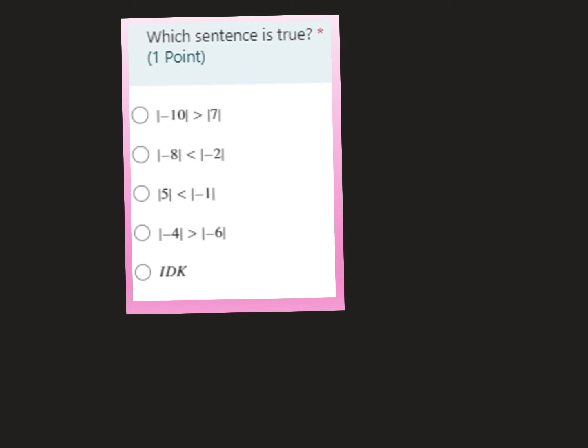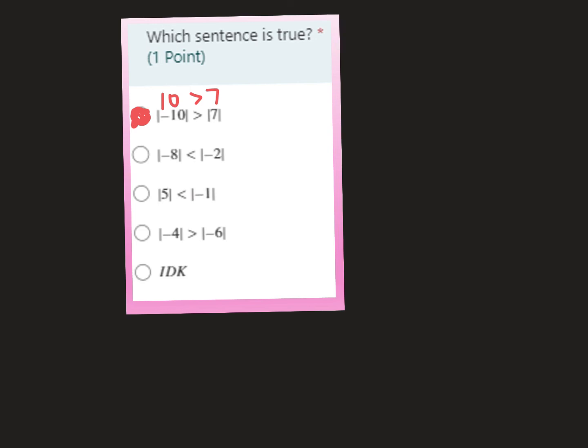So first thing, we have to go through our different answer options and figure out what they are actually comparing. This first one says the absolute value of -10, which is 10, is greater than the absolute value of 7, which is just 7. So 10 is greater than 7? Yeah, that's a true statement. Let's keep going and show why the rest are false.